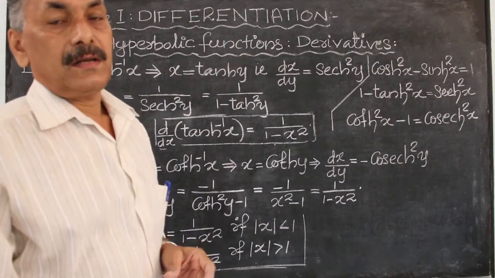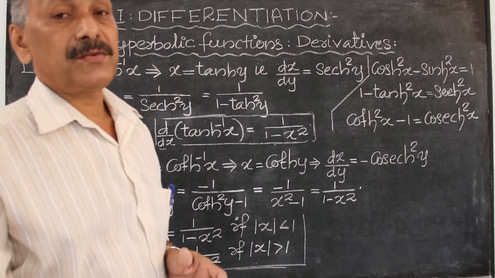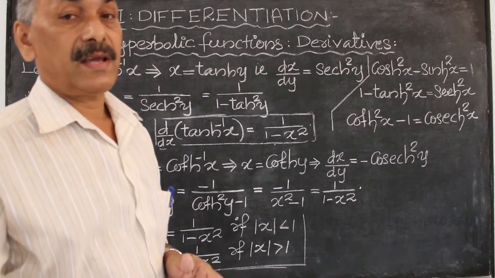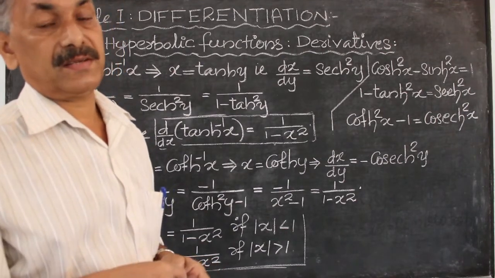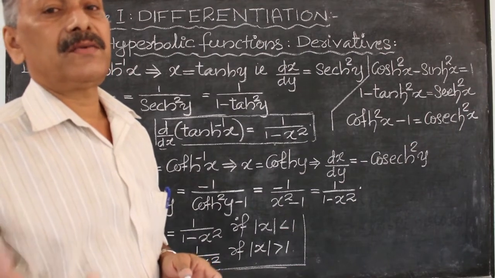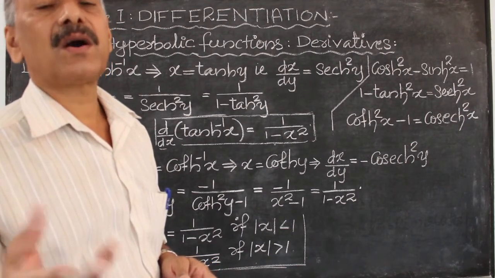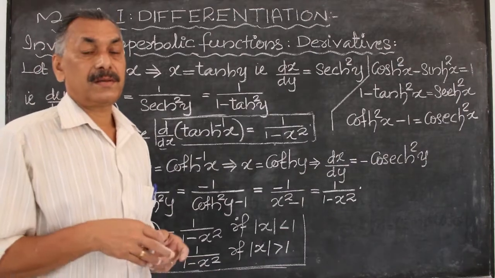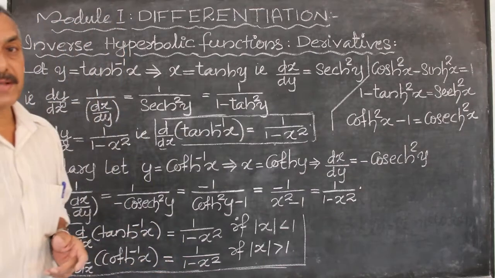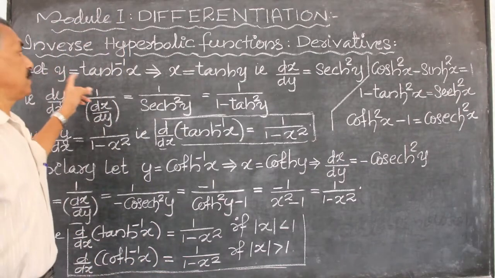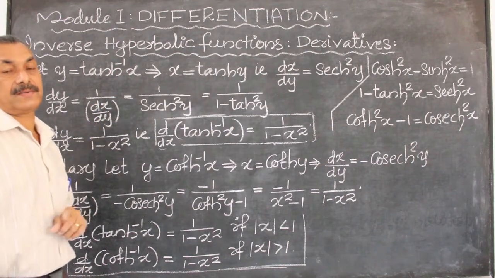We have seen the derivatives of sin h inverse x and cos h inverse x. Next we consider the derivative of tan h inverse x and cot h inverse x. To find the derivative of tan h inverse x, let y is equal to tan h inverse x.